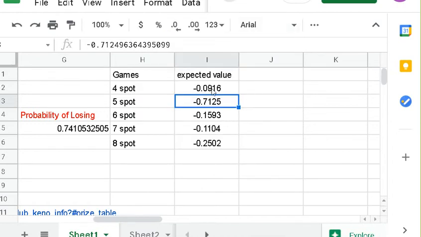Now if these were positive numbers, then I'd want the biggest one. But since they're negative numbers, I want the smallest one. I want the odds stacked against me as little as possible. I mean, look at this. The difference between the 5 spot and the 4 spot is enormous. You're going to tear through your money big time playing the 5 spot.